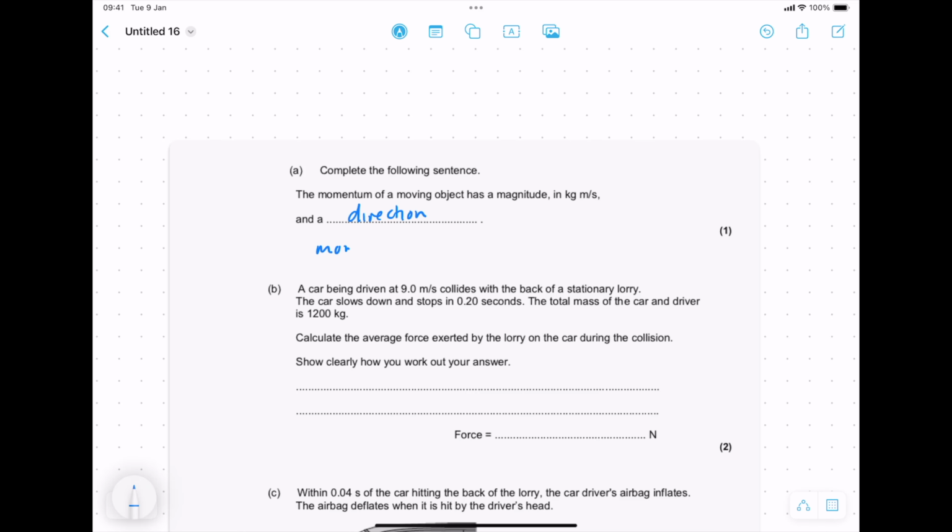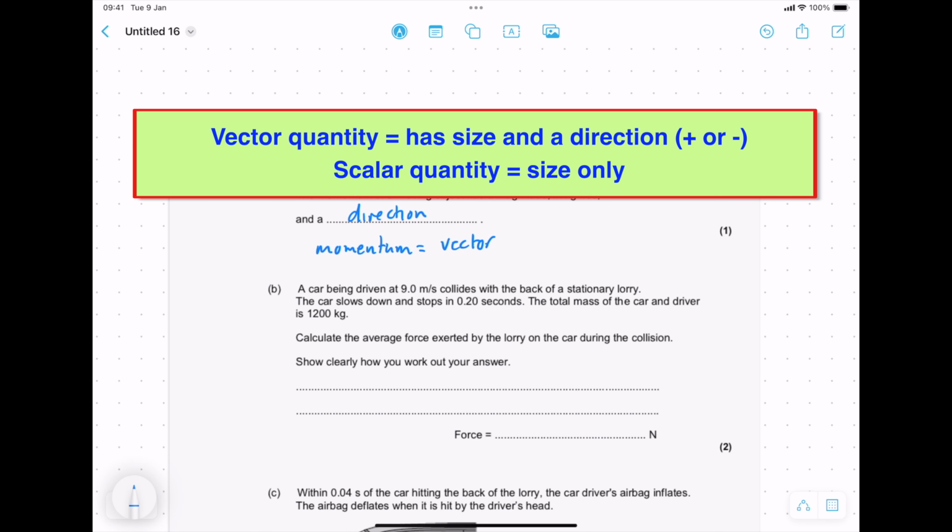The reason, just to add some context, is that momentum is a vector, and a vector quantity is something that has both size and direction. So, for example, speed: you measure speed perhaps in meters per second, so 30 meters per second. But if you define a direction, then you would refer to it as velocity. So if you were to say 30 meters per second east, that would be the velocity.